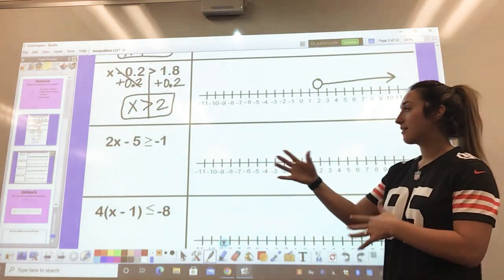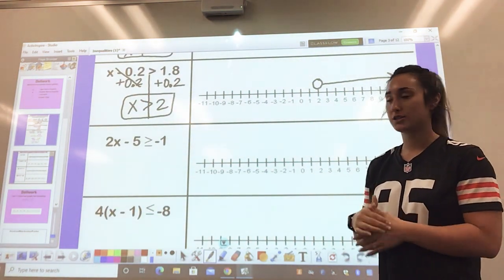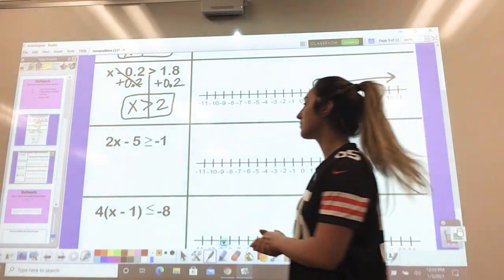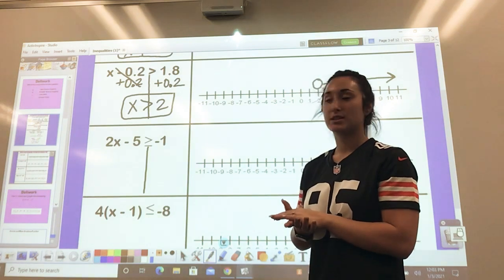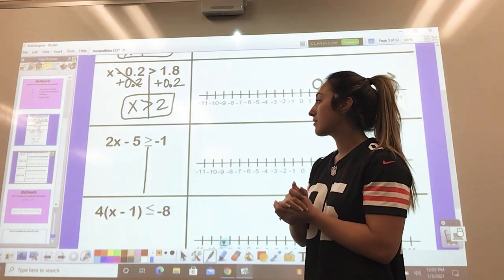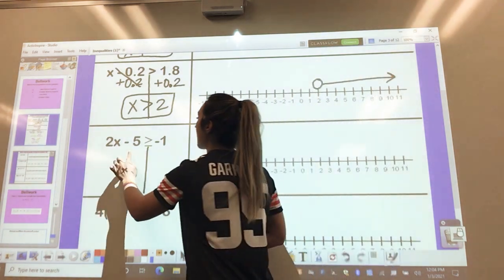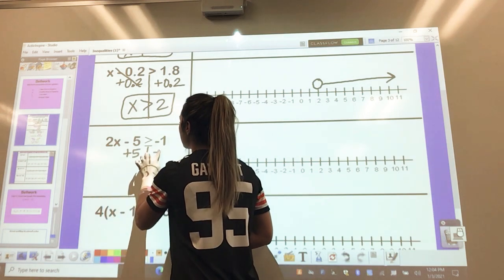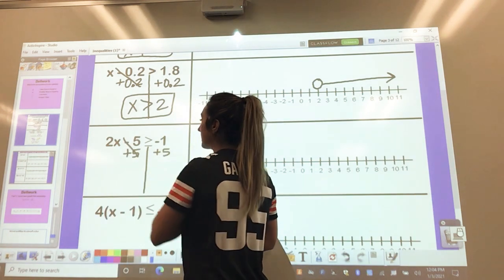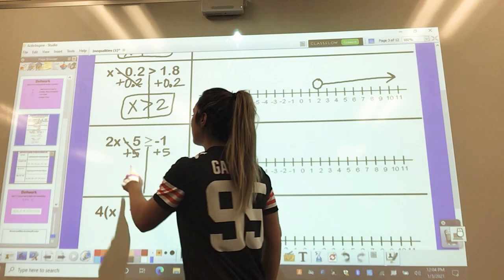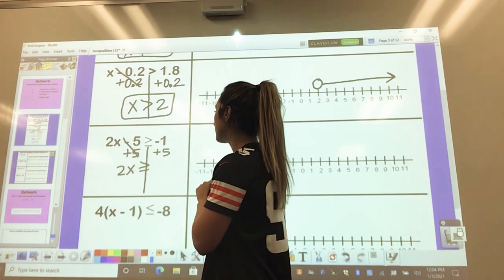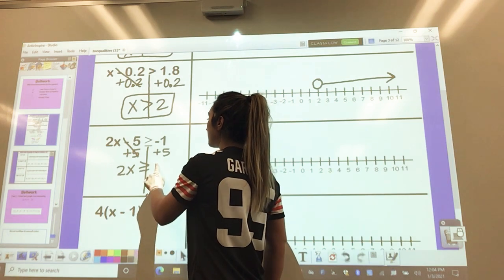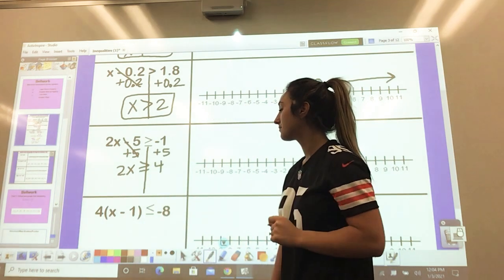All right, next we have a two-step inequality, just like our two-step equations. It's going to take more than one thing to get x by itself, but that's okay. We want to start by getting rid of that -5 by adding 5 on both sides. The minus and the plus 5 cancel out, leaving me with just 2x. Again, greater than or equal to is the symbol. -1 plus 5 is 4.